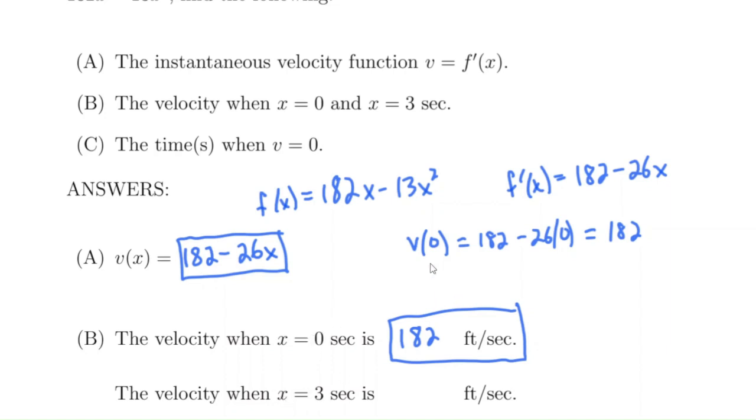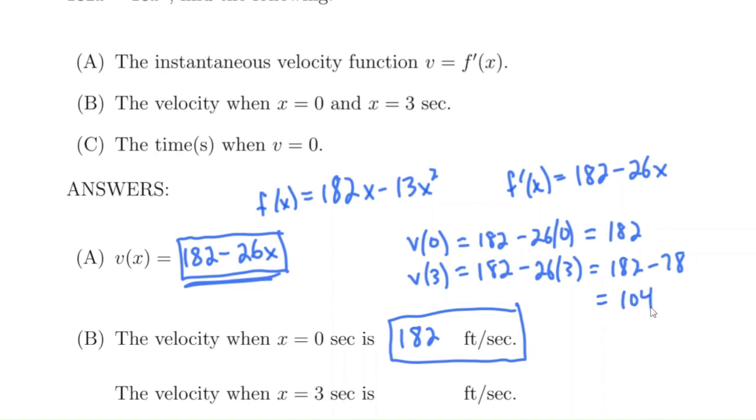When x is 3, what is it? Well, we need to find v of 3. So we get 182 minus 26 times 3, right? We're just using this formula here. And we get 182 minus, I believe that's 78. And 182 minus 78, I believe, is 104. So this would be 104 feet per second. So again, you'd type in 104, and that would be the velocity in feet per second.